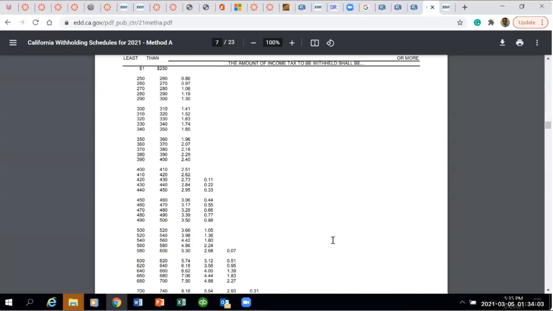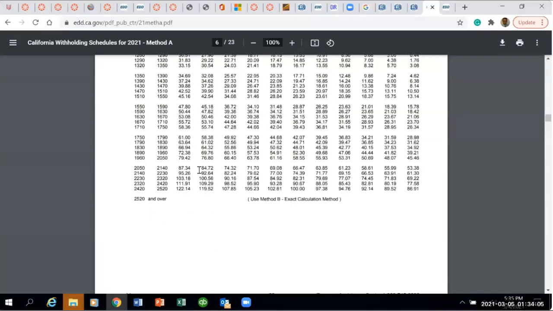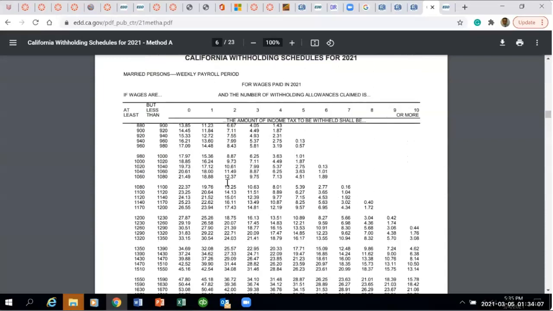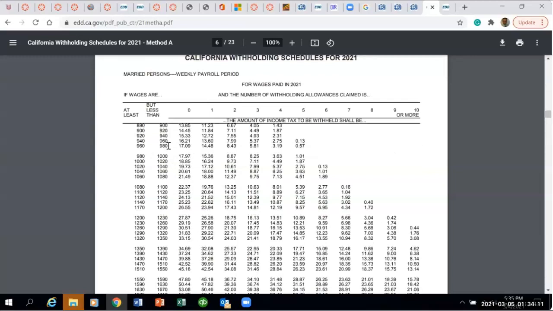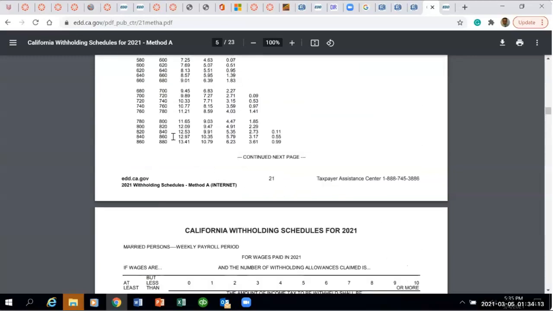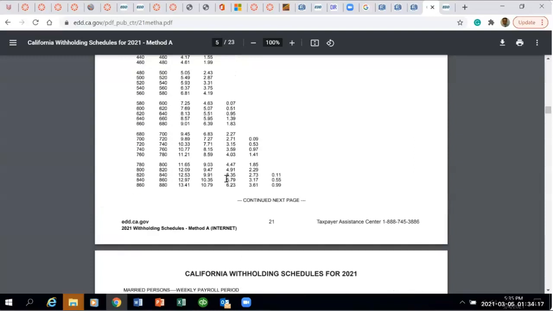Let's go back. This is 2021 EDD, merit weekly, 840. Okay, so based on 2021 it is 579. You see that? Based on 2021.